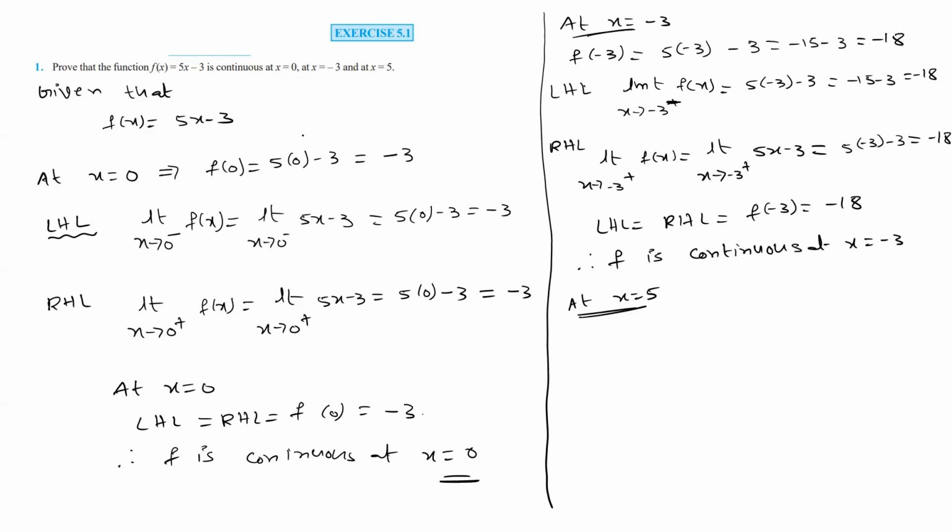So this is x equal to minus 3. This is x equal to 5 here. Same, f of 5 is equal to, wherever f of x is equal to 5x minus 3. So f of 5 will be 5 into 5 minus 3. So 25 minus 3 is equal to 22 we will get here.